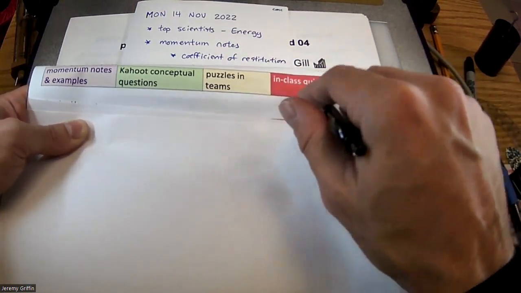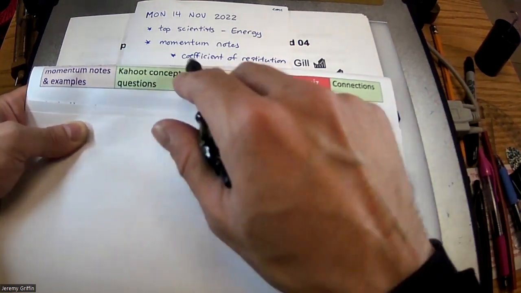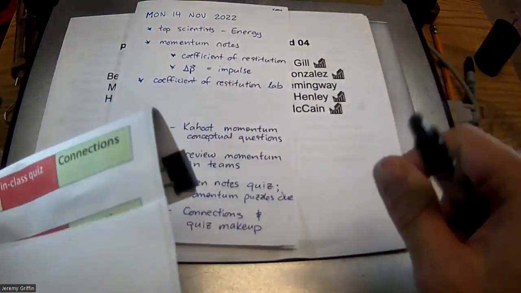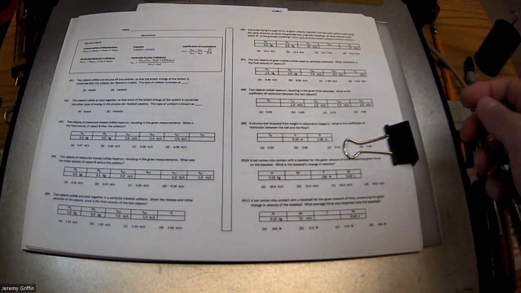And I'll tell you exactly what's going to be on the quiz on Thursday. About half of it is going to be these conceptual questions, and about half of it is going to be questions that look a lot like these. I just copy pasted the questions and changed some numbers, but it's the same scenarios.